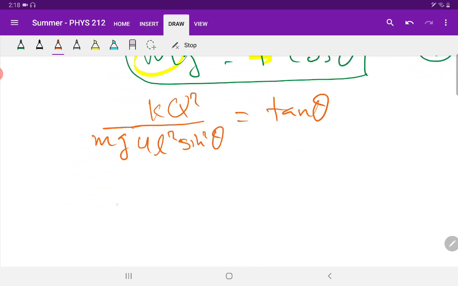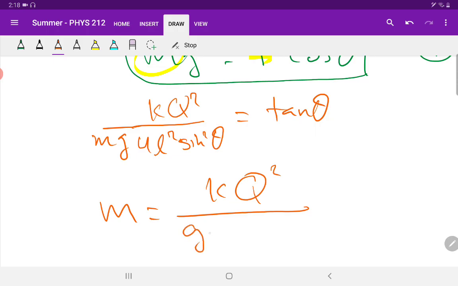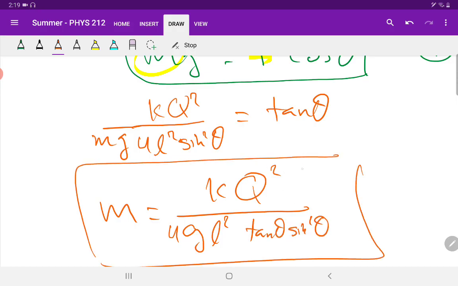And according to that, m can be equal to k q squared divided by 4g L squared tan theta sine squared theta. Now here is the point. Q is given, k is known, g is constant, L is given, theta is given, so I can find the mass m according to this equation.